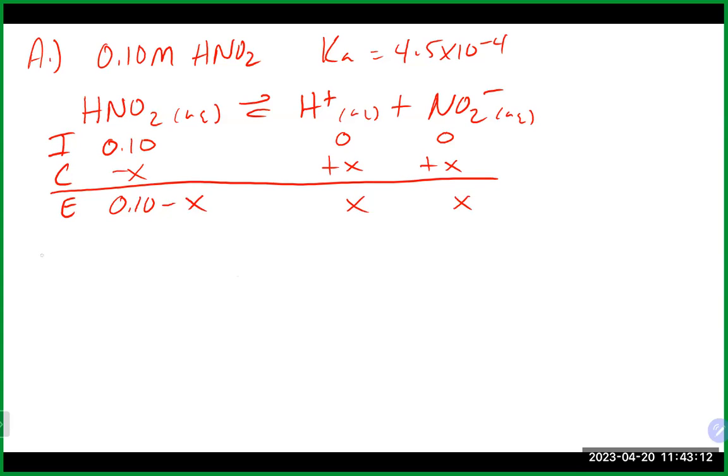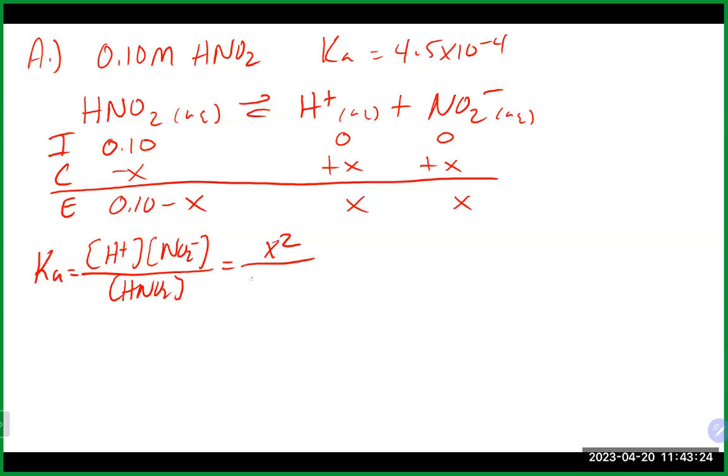This is going to go into our Ka expression here, which is our H plus times our NO2 minus, divided by our HNO2, and put in our values. X squared over 0.1 minus X equals 4.5 times 10 to the minus 4. We could assume X is equal to 0 here, but sadly, because I know you did this, it is bad. It's like 6.7%. So we do need to basically distribute and solve it quadratically.